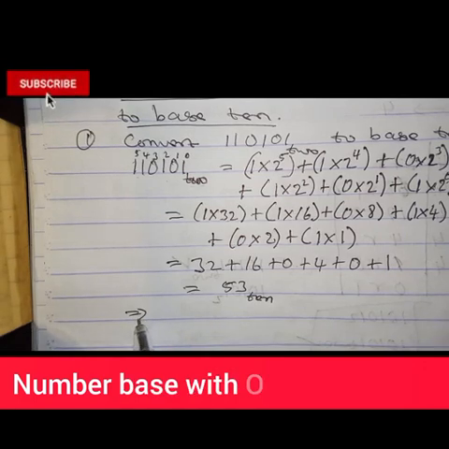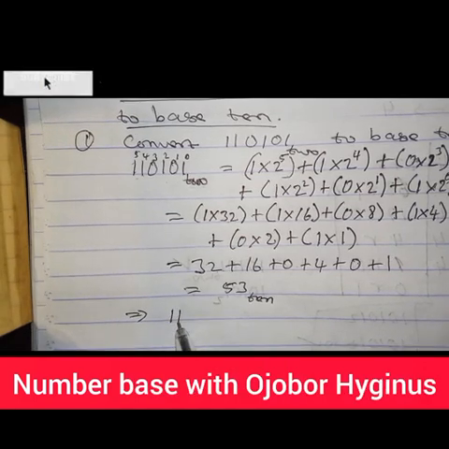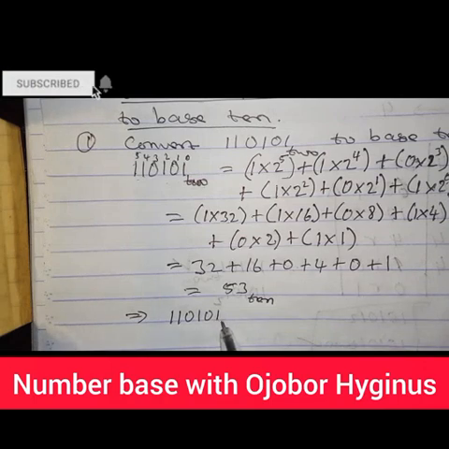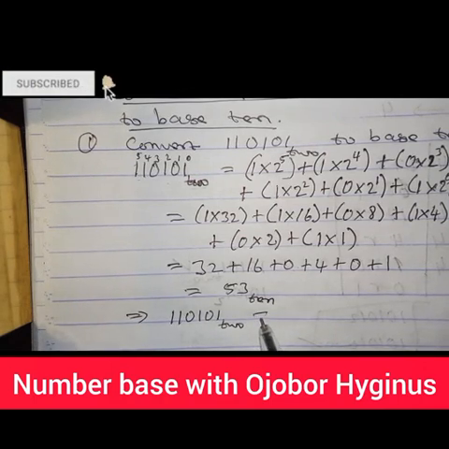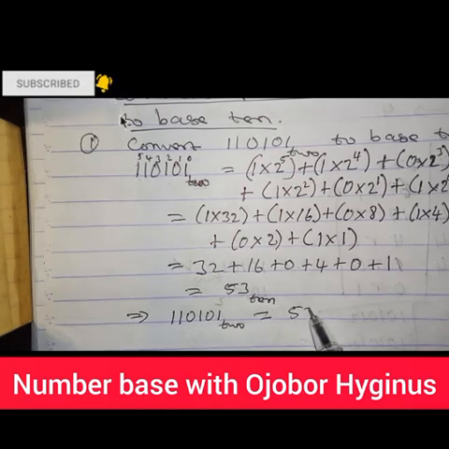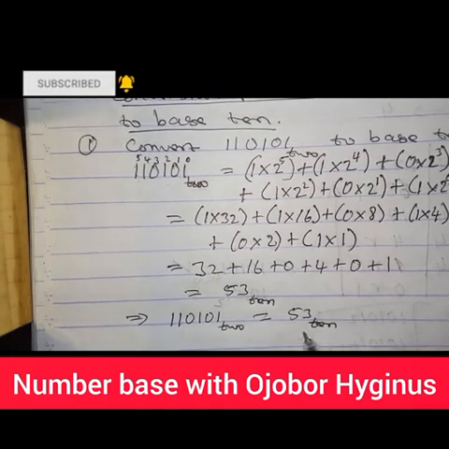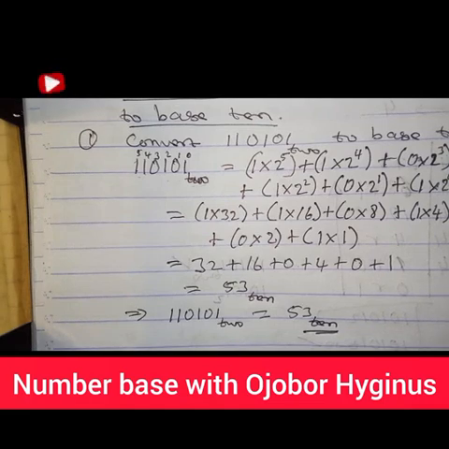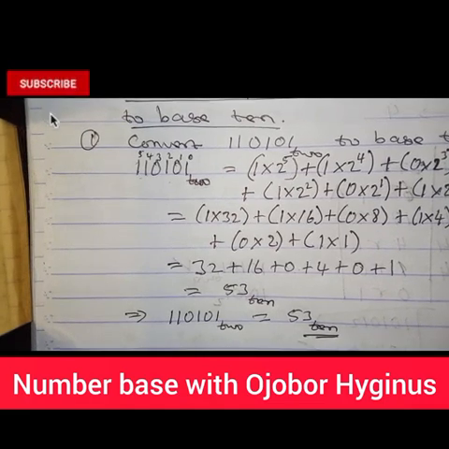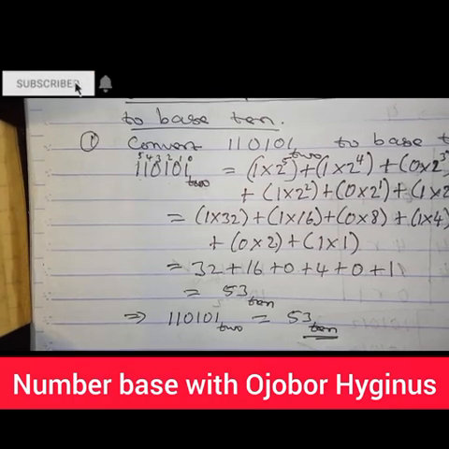It therefore implies that the number 110101 base 2 is equal to 53 in base 10. This is how you convert from other number bases to base 10.